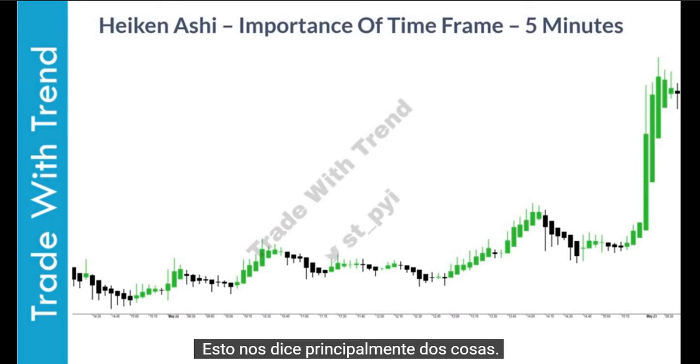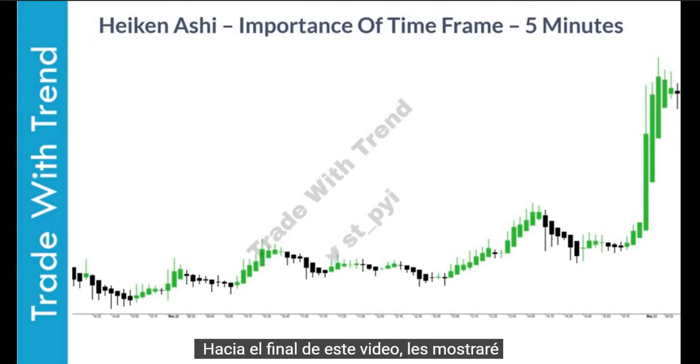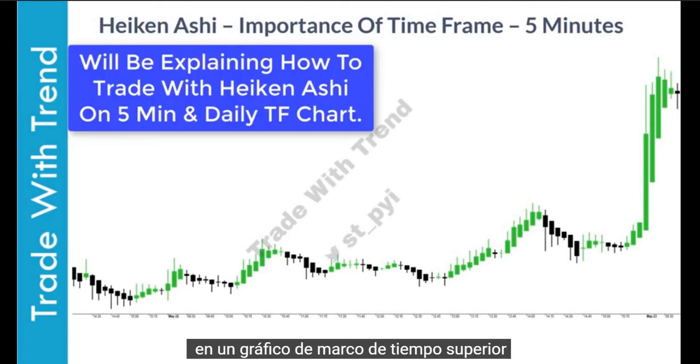Now this mainly tells you two things. Number one, Aiken Ashi candlesticks have to be used in a different way on a shorter time frame chart. And number two, for trend analysis, we would require a higher time frame chart. Towards the end of this video, I'll be showing you how to trade Aiken Ashi candlesticks on a higher time frame chart and on a lower time frame chart.